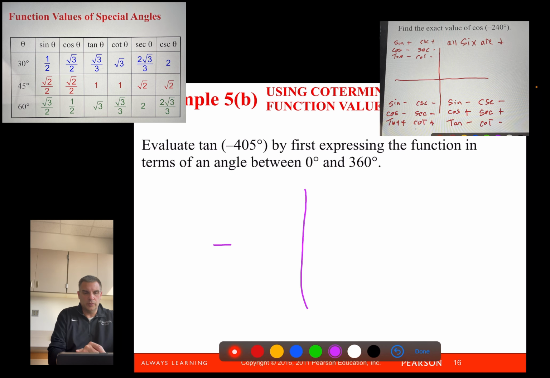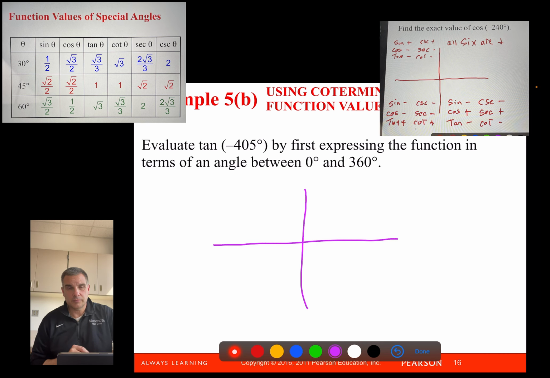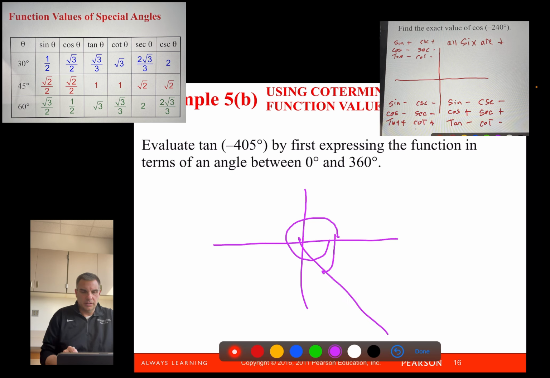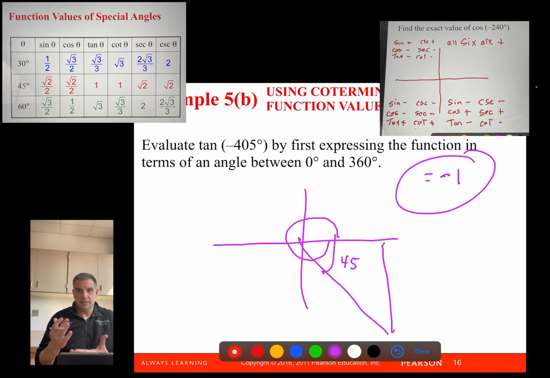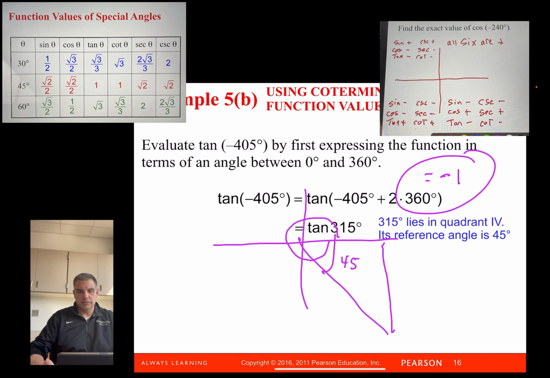Okay. Negative 405. We know that's negative 360. So it's going to end up in here somewhere. It ends in a 5, so that means we're going to go 45. Tangent here is negative. It's going to have the same value as 45, which we've already said was 1. So our answer for this is -1. Important that you have those two things down and you use those two things.